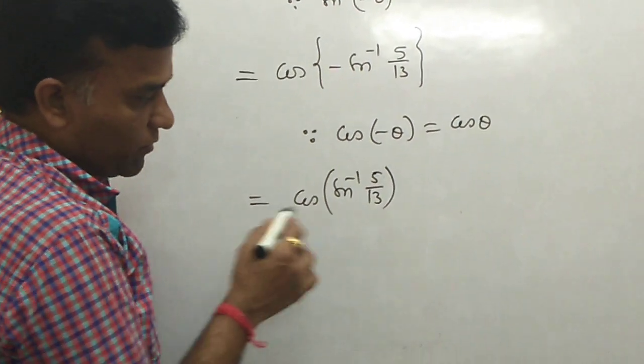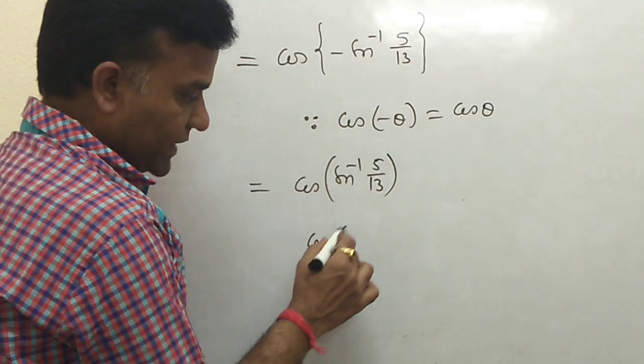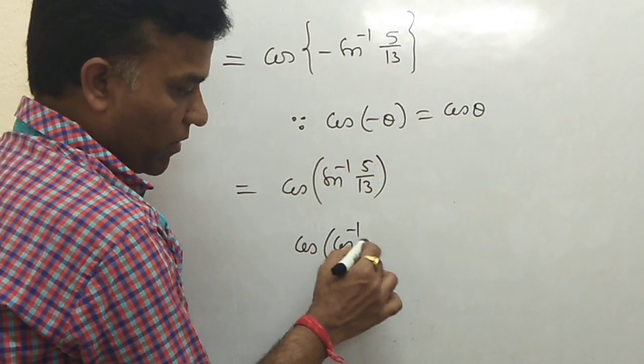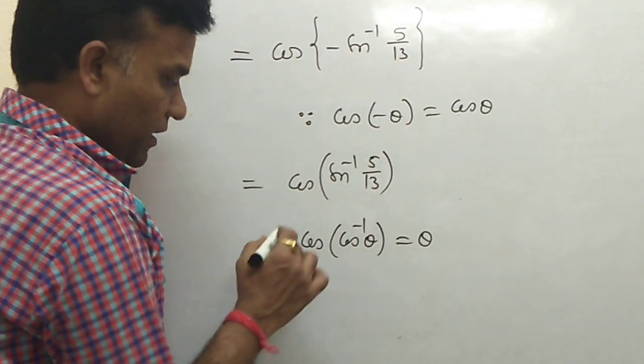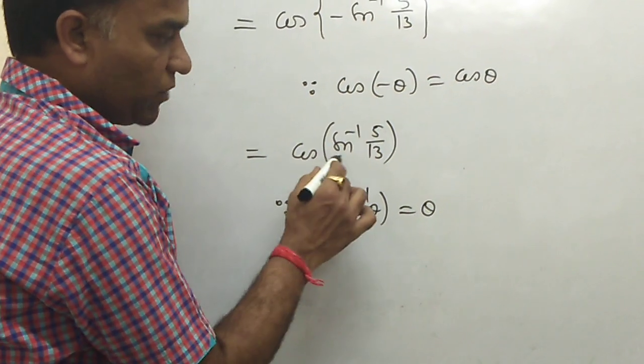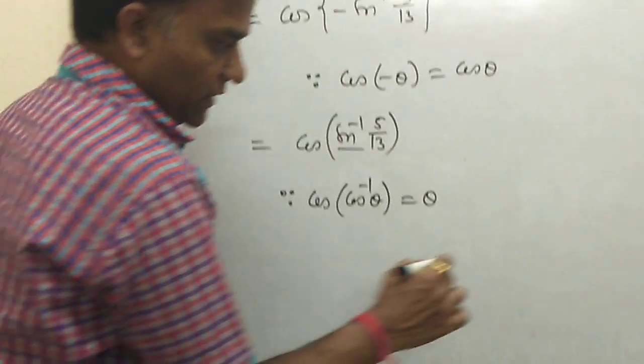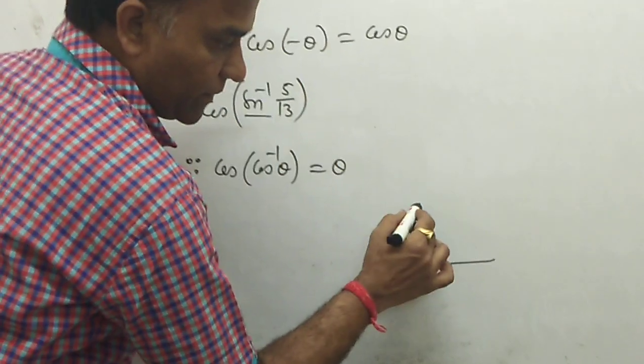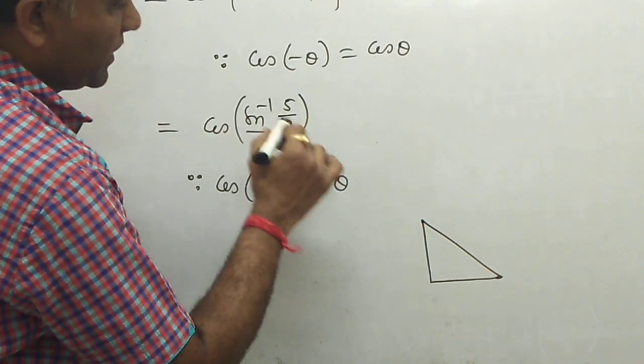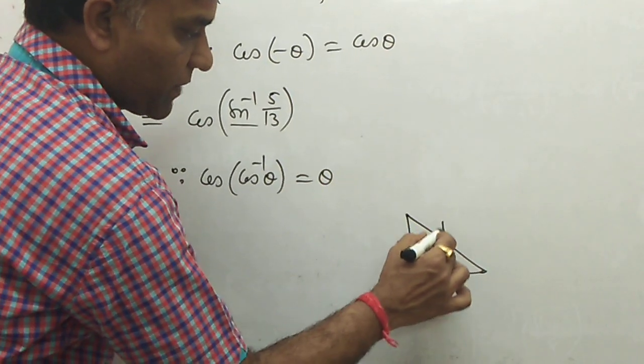But what is the basic formula? Outside is cos, so inside it is compulsory to have cos, then your result is theta. But the inside value is given in the form of sine. So now again you use the concept of the triangle. What is the concept of the triangle? Like 5 by 13, so you write down here 5 and here 13.